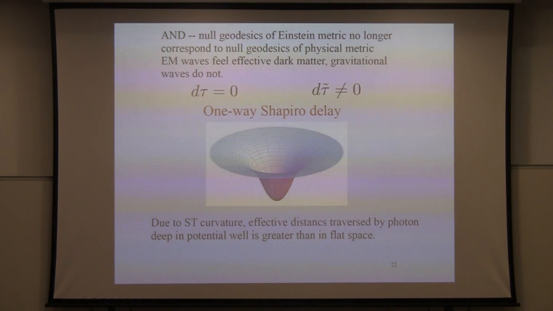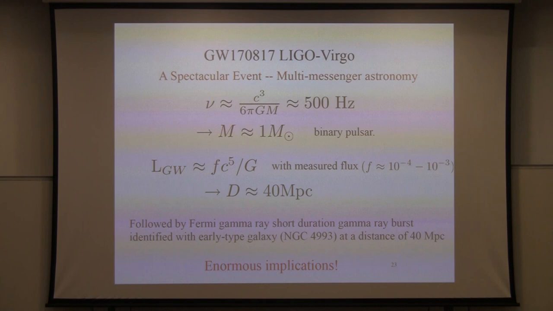Well, the event was a spectacular event. GW170817 was detected, and it's an incredible example of multi-messenger astronomy. That is, there was a gravitational wave event, which had a characteristic frequency given by this formula, c cubed over G N, and that was about 500 hertz. Now, that comes down to a mass of about one solar mass. So this was something like a neutron star or a solar mass black hole, two solar mass black holes.